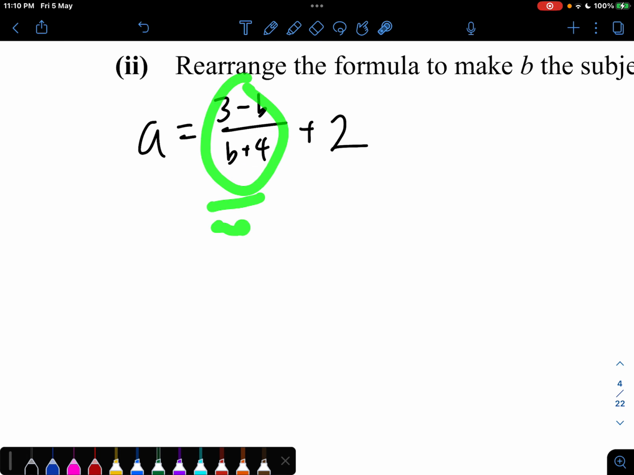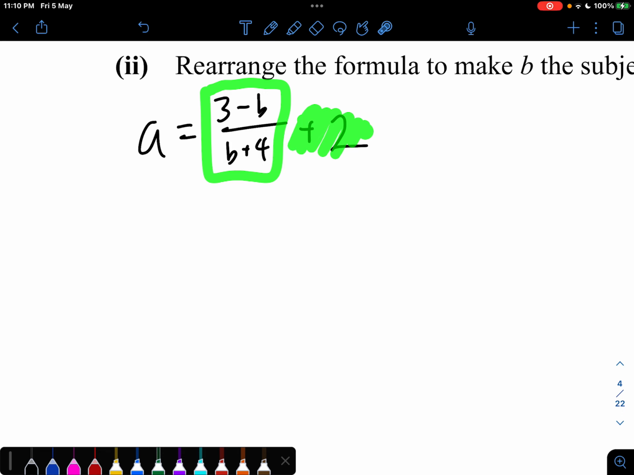So we can't really modify a fraction except for cross multiply, but you should know that cross multiplying only works if it is a single fraction on its own, right? It makes your life easier. So what we want to do now is to isolate the fraction so that we can do cross multiplication. And in order to do so, the plus 2 must go away. So where can it go? Other side, a minus 2. Does that make sense so far?